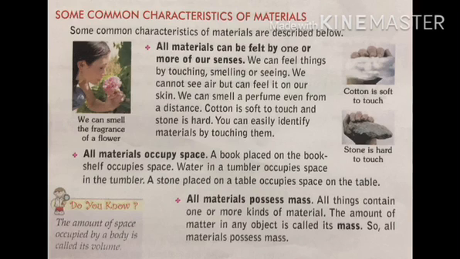Now, the second point is all material possess mass. All things contain one or more kinds of material. The amount of matter in any object is called mass. So all the material possess mass, which means the material are matter.